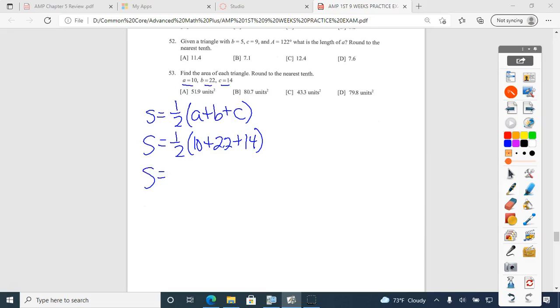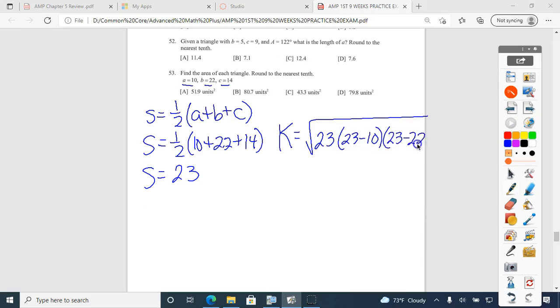So that would be 10 plus 22 plus 14 is 46, and half of 46 is 23. So S is 23. And then your area, K, would be the square root of 23 times 23 minus A, which was 10, times 23 minus B, which is 22, times 23 minus C, which is 14.